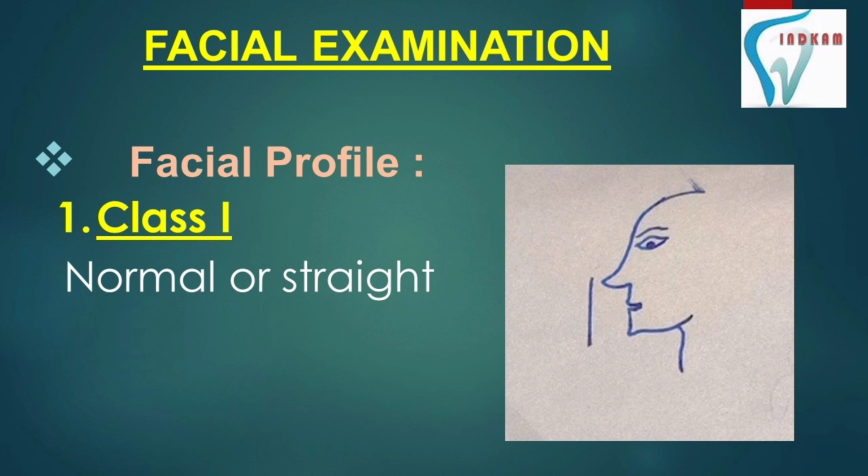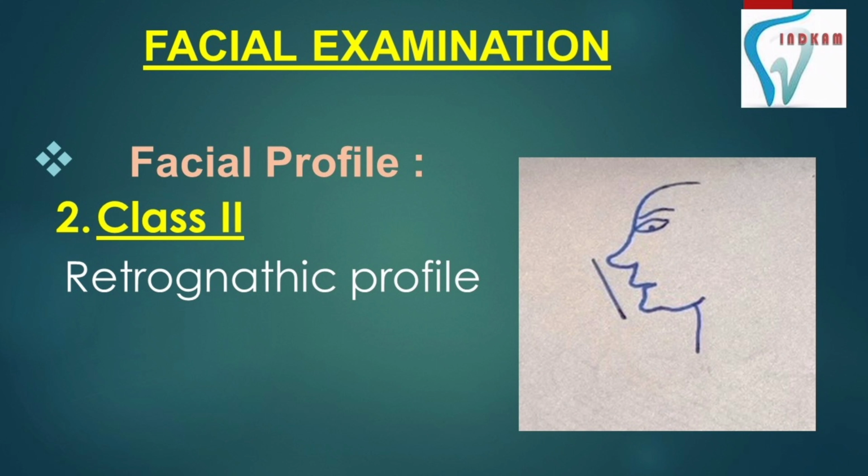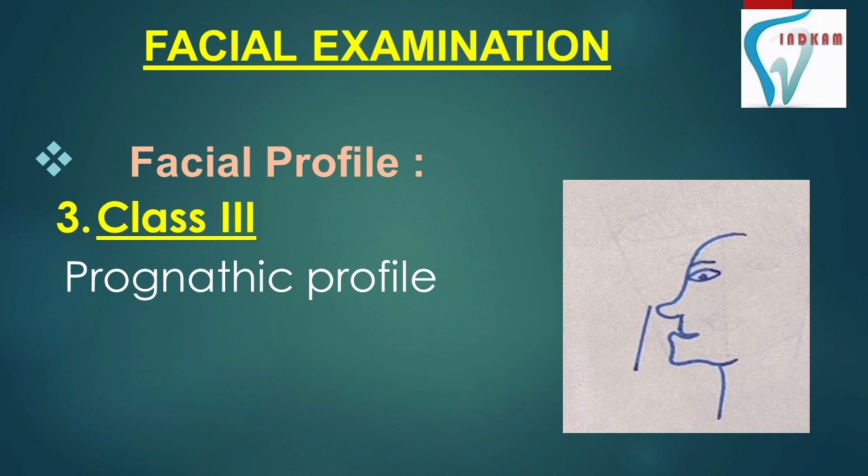Coming to the facial profile, examination of facial profile is very important because it determines the jaw relation and occlusion. Angle classified facial profile as class 1, which is normal or straight. As you can see in the picture, the nose and the chin is in straight line. Class 2, retrognathic profile. In this, the chin or mandible is backwards. It is not in normal relation to the nose. Class 3, prognathic profile. In this, the mandible or chin is in forward relation to the upper jaw.